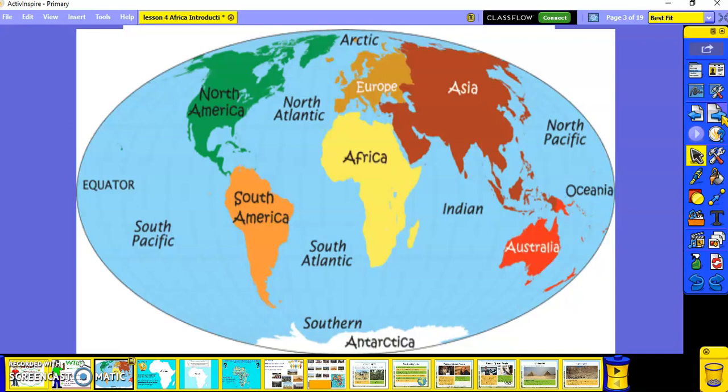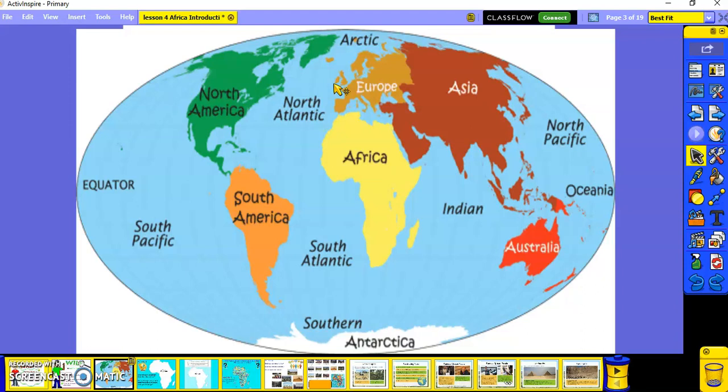Can you find Africa on this world map? Well done to everybody who did spot it. So the continent of Africa is right here in the centre of our map. We've got Europe to the north of it, and the UK is here. We are part of Europe. So if you look at Europe and go south, you would find the continent of Africa. Now remember, Africa is made up of lots of different countries. It is not one country, it is a continent.